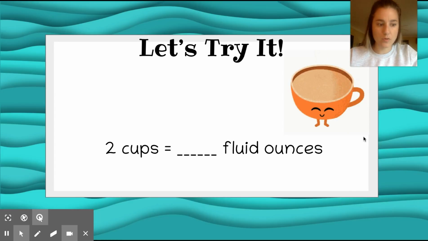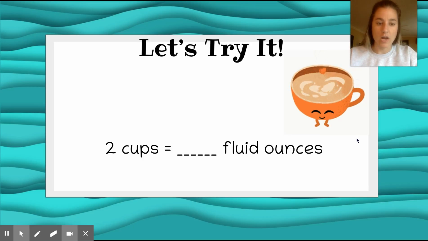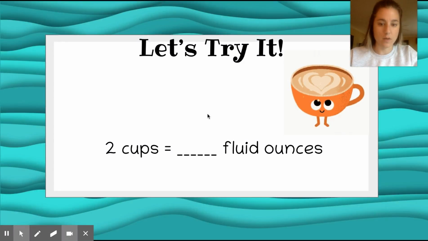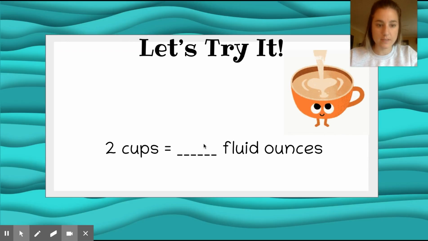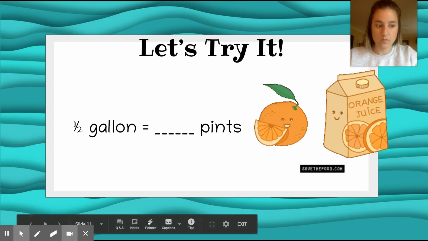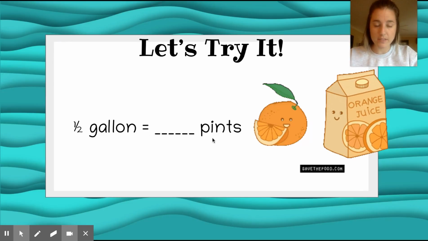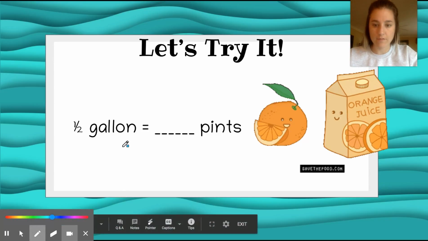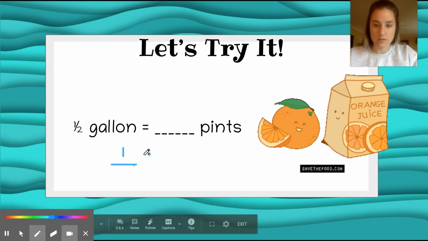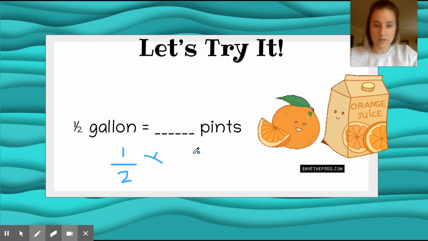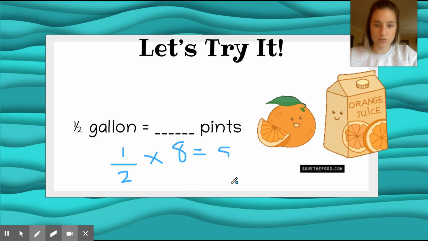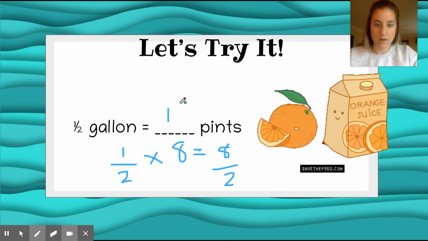Okay. 2 cups is how many fluid ounces? There are 8 fluid ounces in 1 cup. So 8 times 2 would be 16 fluid ounces. 1/2 gallon equals how many pints? There are 8 pints in 1 gallon. So 1/2 times 8 equals 8/2 or 4 pints.